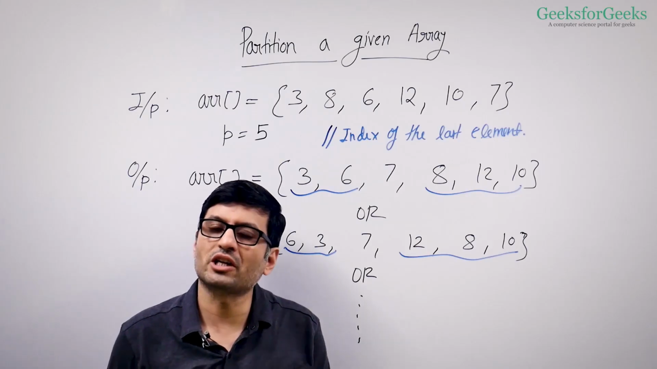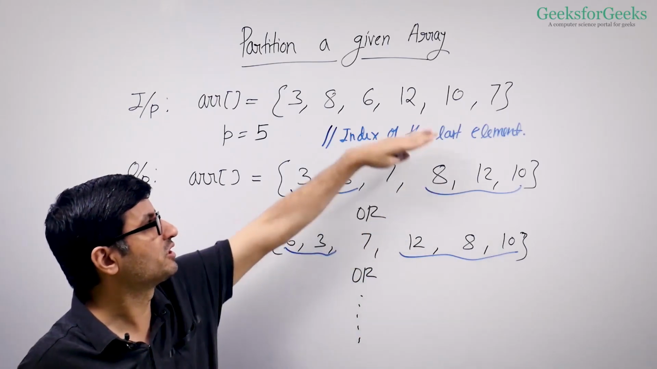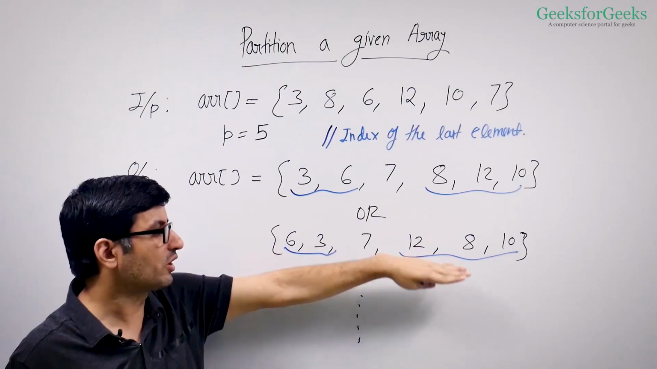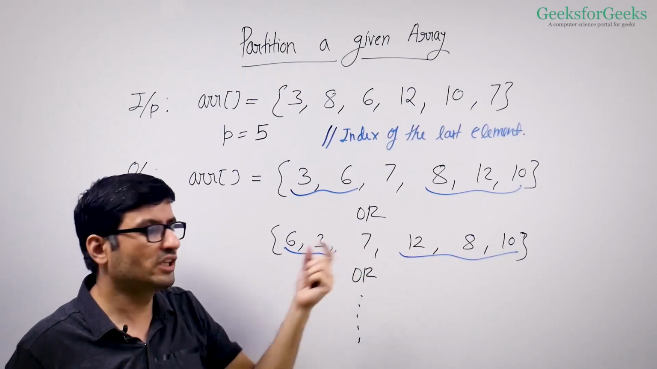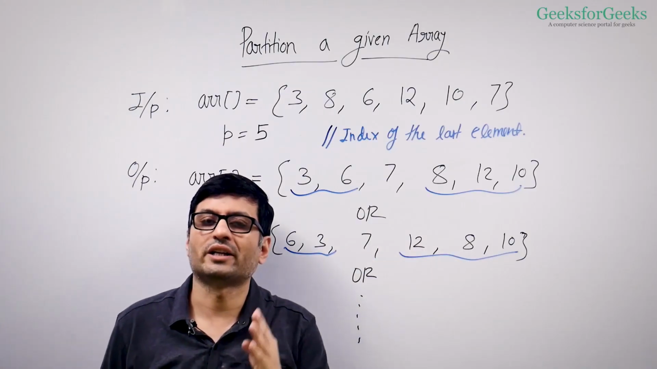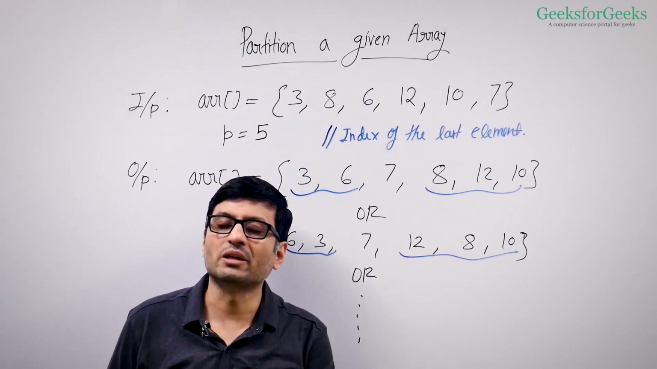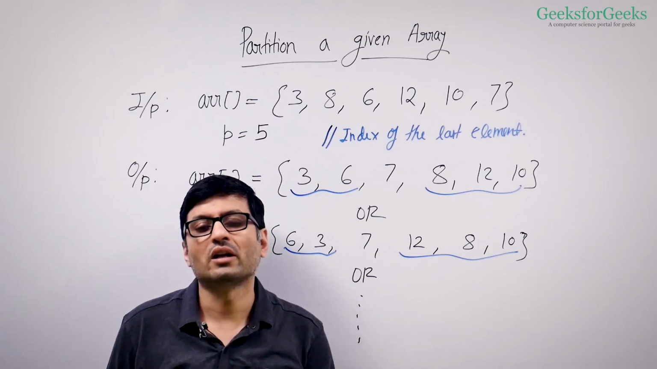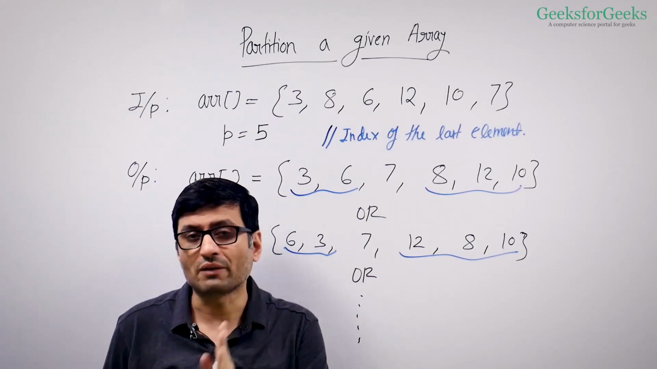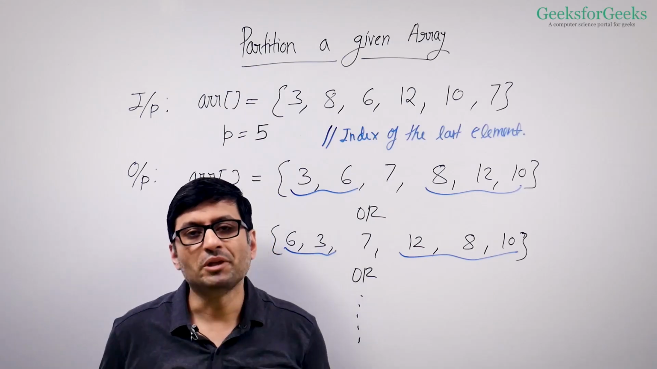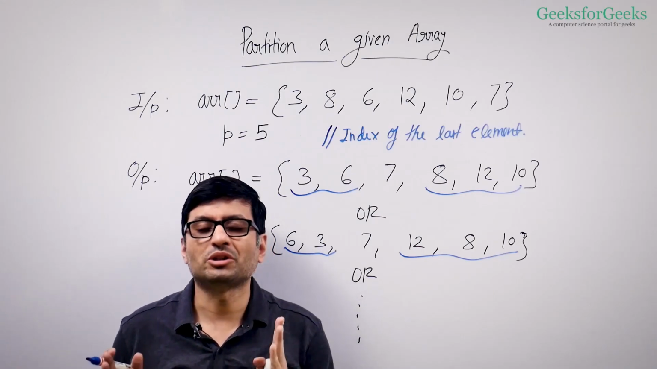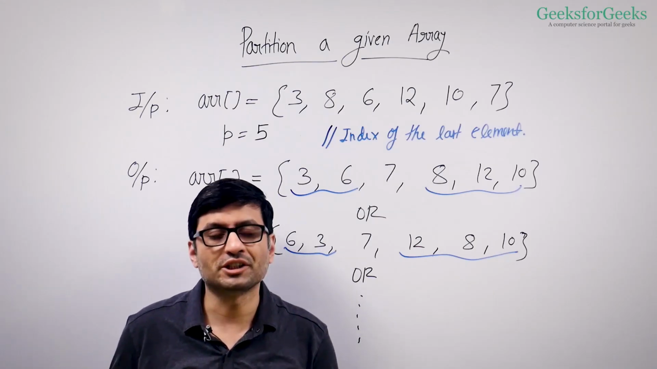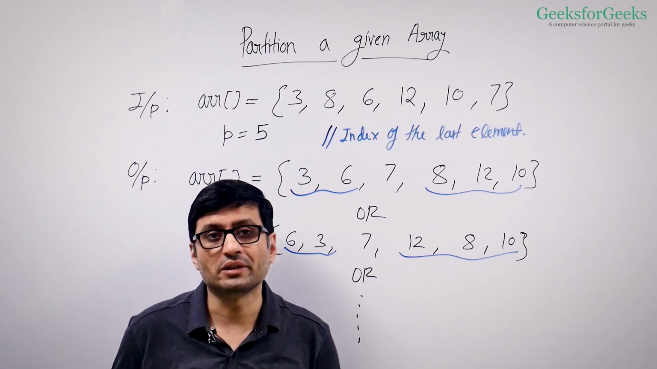So your partition algorithm can either change this array to this or any other array where 7 is at its correct place and all the elements before 7 are smaller and all the elements after it are greater than 7. Please pause this video and try to think of a solution that partitions the array around a given element.